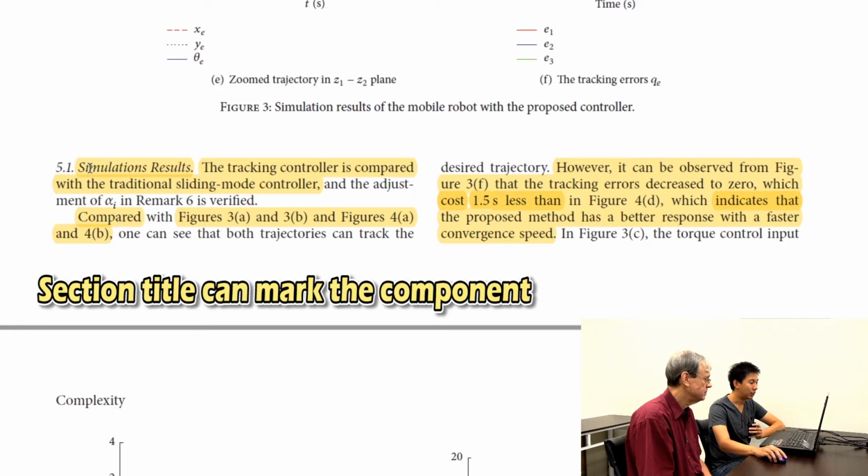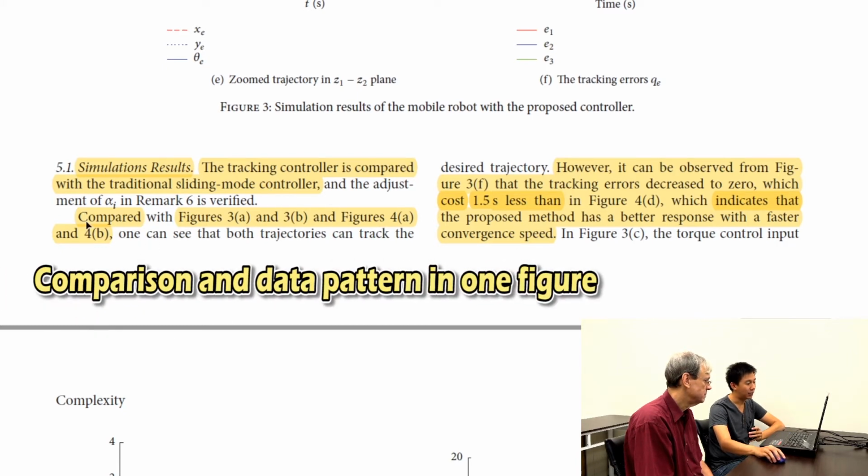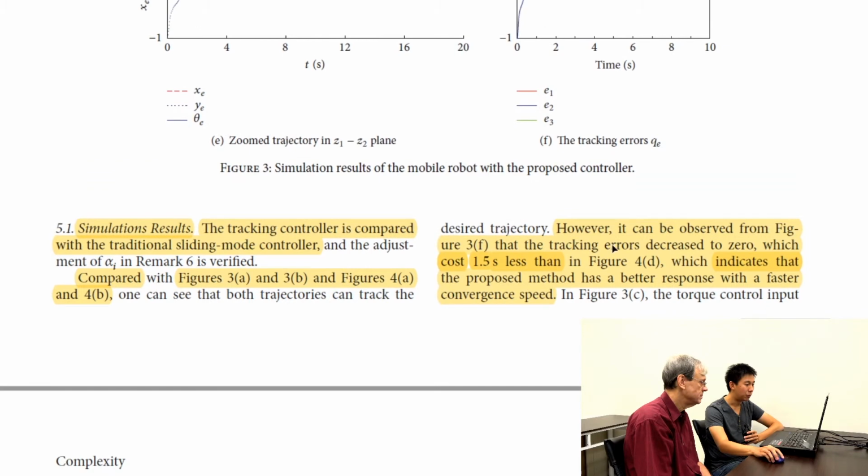For this one, the title they use as a component marker for the testing method, and then they have the explanation of how they carry out the simulation. They compare their proposed controller with the traditional sliding mode control, and next they compare with these 4 figures. So it's a kind of comparison, and at the same time they also show the data pattern here.